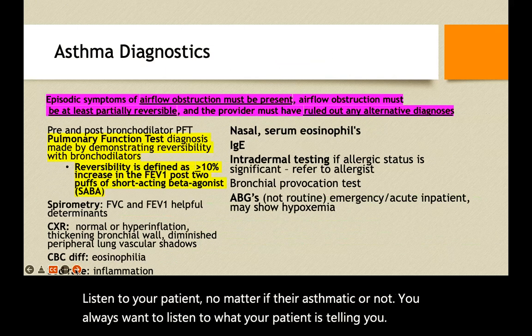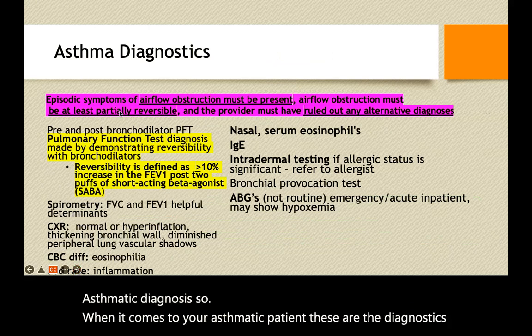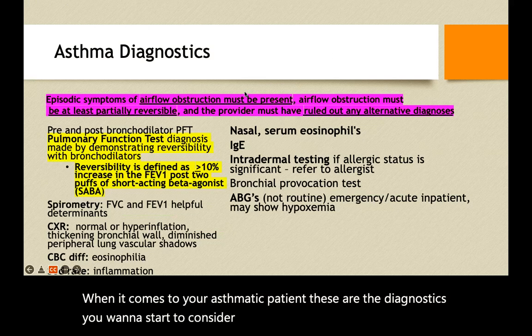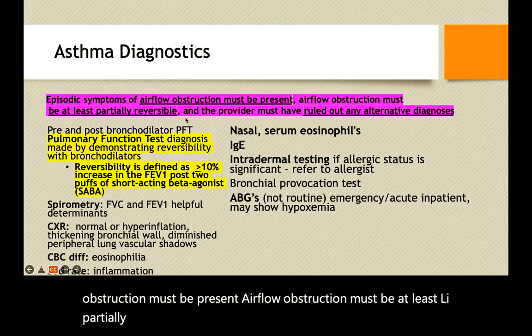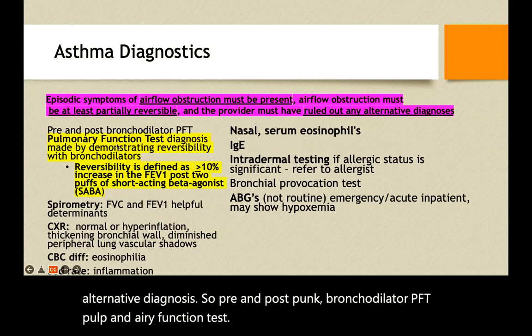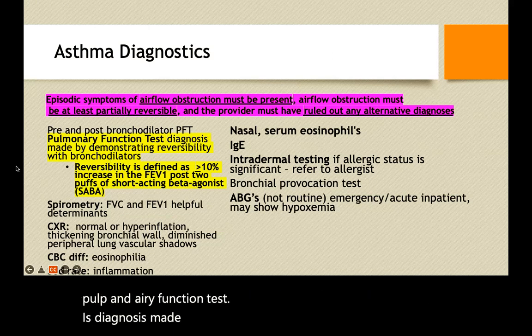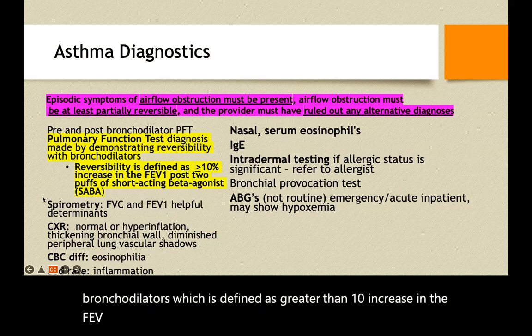Asthma diagnosis. When it comes to your asthmatic patient, these are the diagnostics you want to start to consider. Episodic symptoms of airflow obstruction must be present. Airflow obstruction must be at least partially reversible, and the provider must have ruled out any alternative diagnoses. Pre and post bronchodilator PFT, pulmonary function test, makes the diagnosis by demonstrating reversibility with bronchodilators, which is defined as greater than 10% increase in the FEV1 post 2 puffs of a short-acting beta agonist, a SABA.